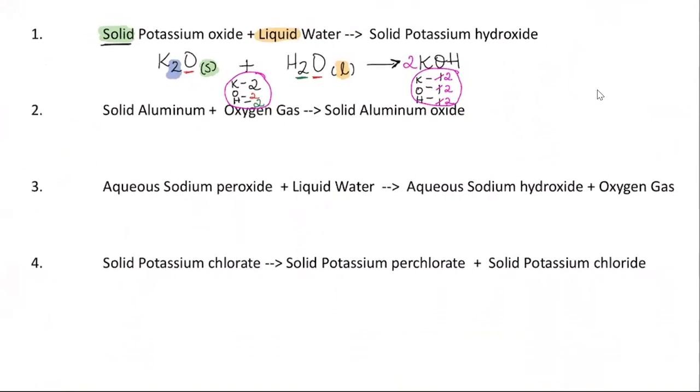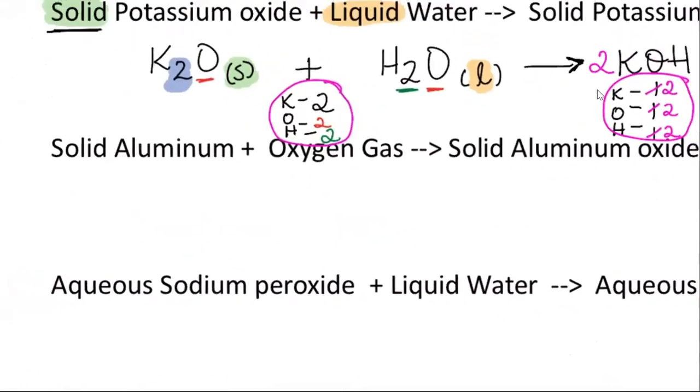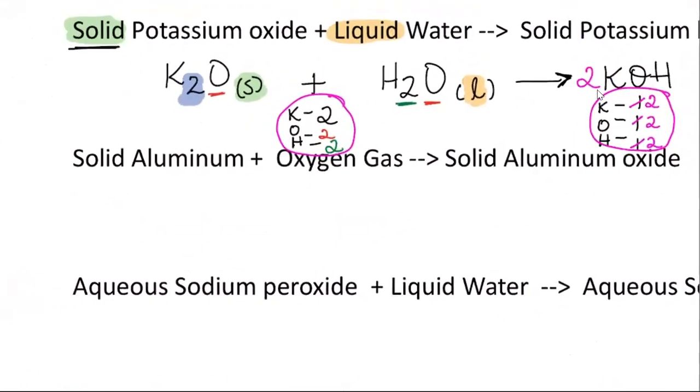Let's do at least a couple more. Let's do number 2 together. We have solid aluminum. What is the chemical formula for aluminum? Great job. Al.